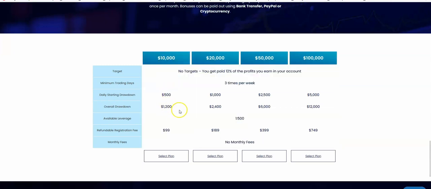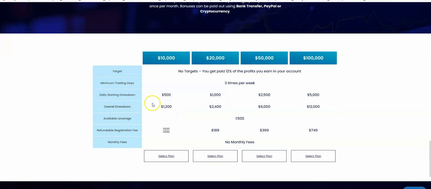These are the different accounts allowed in this rapid. Number one, you have the 10,000 account. Now, if you select this plan, you will acquire the account with $99. That's what you pay, and they will refund it. It's called a refundable registration fee. So they will refund it for you. It's very important to note that.